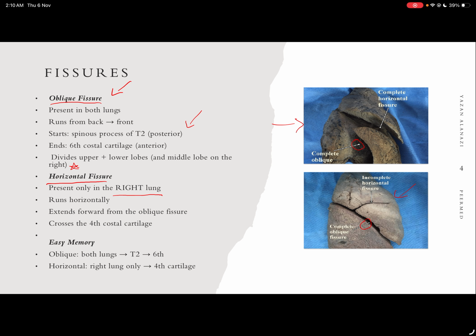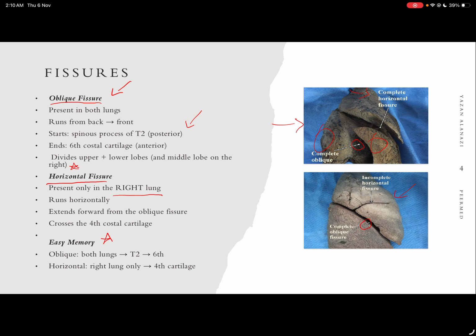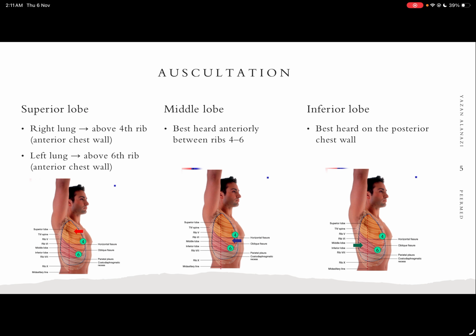The oblique can be found on the left and on the right, and it divides the upper, lower and middle lobes. We can see the upper, lower and middle lobes. I put here an easy memory aid: the oblique is in both lungs, the horizontal only in the right lung. If you want extra information, the oblique runs from T12 to the sixth rib, and the horizontal is only in the right lung, at the fourth cartilage.